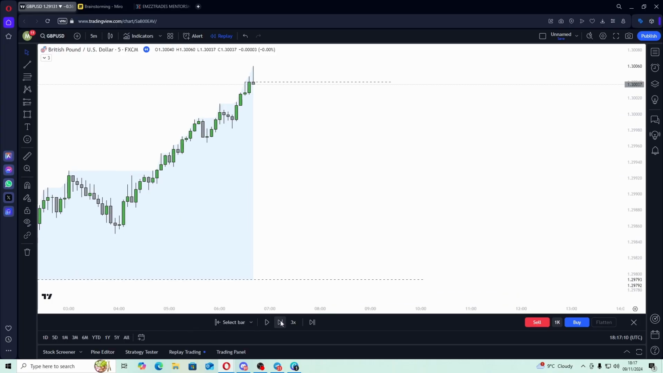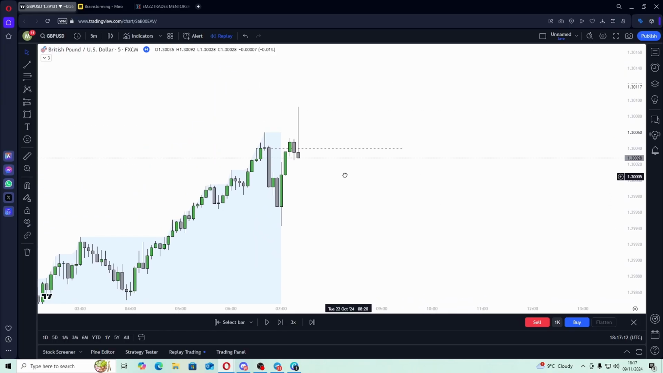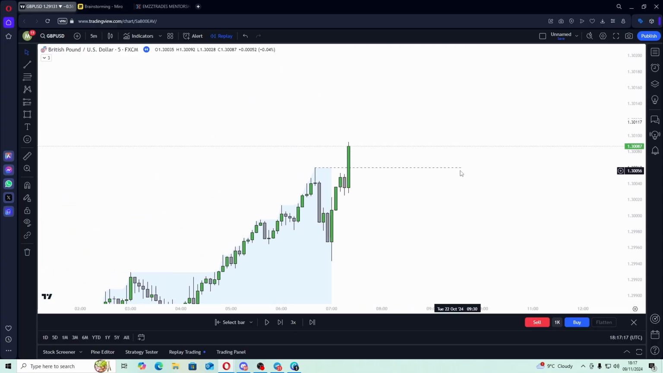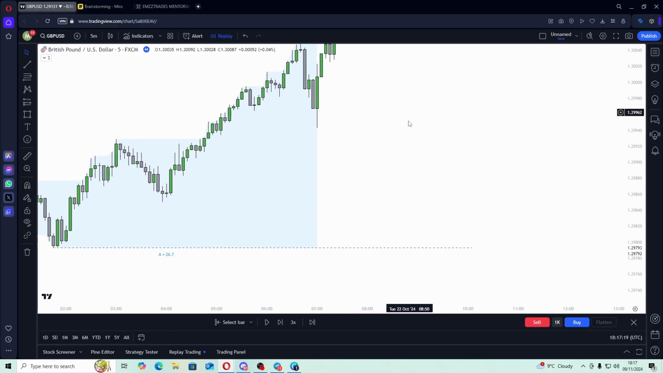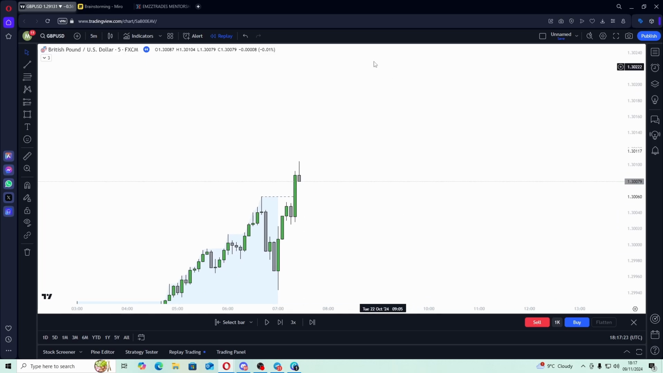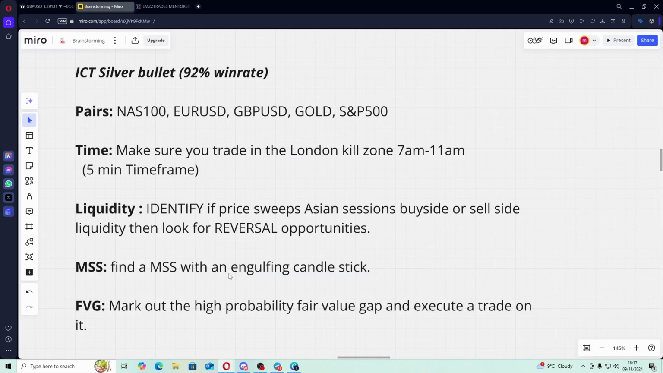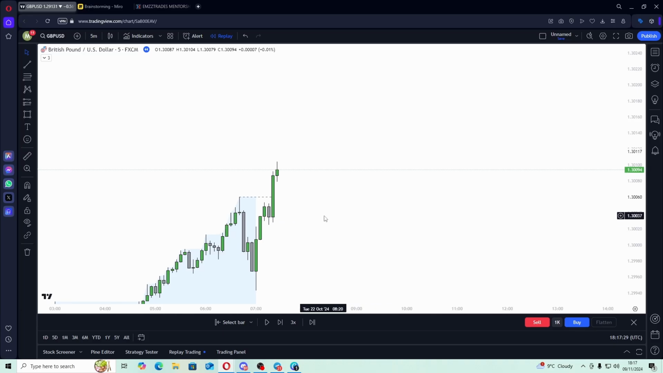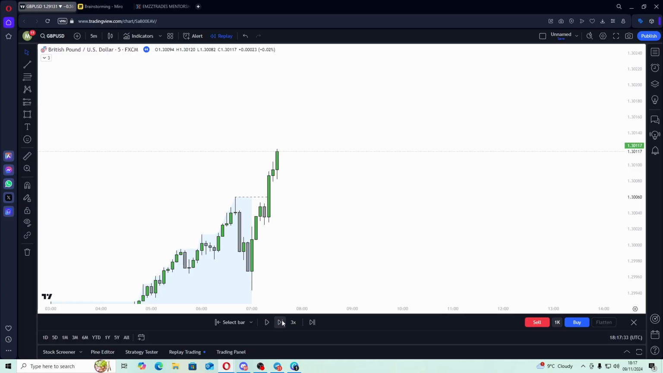All I'm going to do is play price forward. You can see it's completely swept the highs right there. Asian session just swept it. So what we need to do now is aim to take the trade towards the downside. If I play price forward, what we're looking for now is a market structure shift with an engulfing candlestick. Again, you don't need an engulfing candlestick, but when you do get one, that confirms the trade way more, and it increases the win rate exponentially.